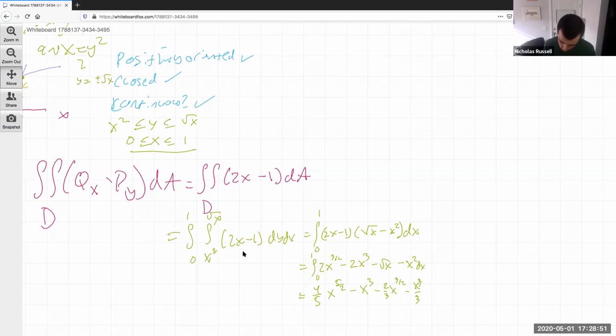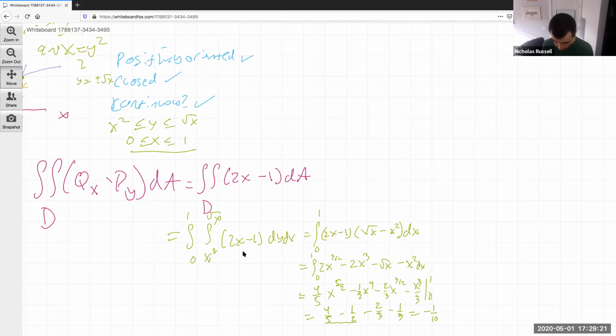Oh, sorry. I realized that this integral is wrong. This one is just 1/2 x to the 3rd. And evaluating this now between 0 and 1, I only have to care about the 1 here. So this becomes 4/5 minus 1/2 minus 2/3 minus 1/3. And this is some number here. This will come out to be, if I do this by 10, this will be -1/10.